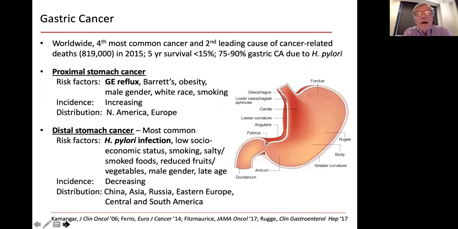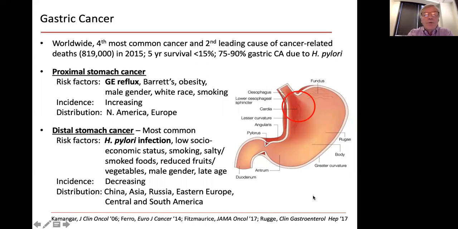So, what about gastric cancer? Well, it is important to recognize it's the fourth most common cancer worldwide and the second leading cause of cancer-related deaths, over 800,000 per year in 2015, and undoubtedly much higher 5 years later. So it's a devastating disease with a 5-year survival, again, depending on the population, of less than 15%. A number of studies have reported with some very good epidemiology that up to 90% of people with gastric cancer worldwide, their gastric cancer is due to H. pylori.